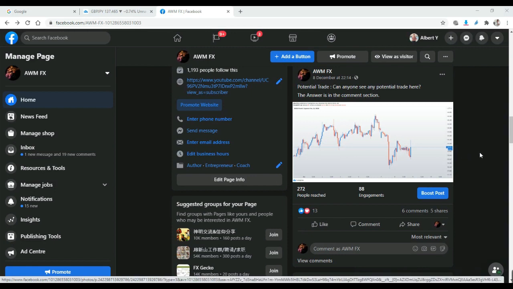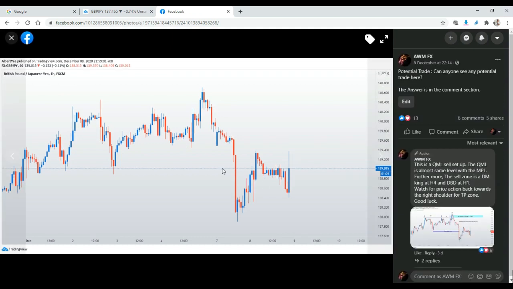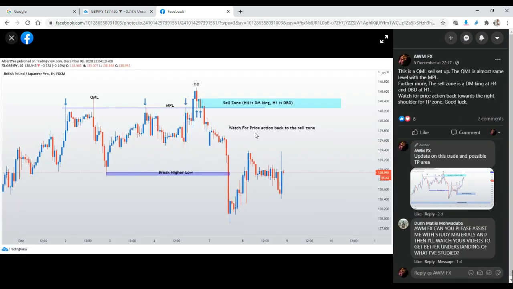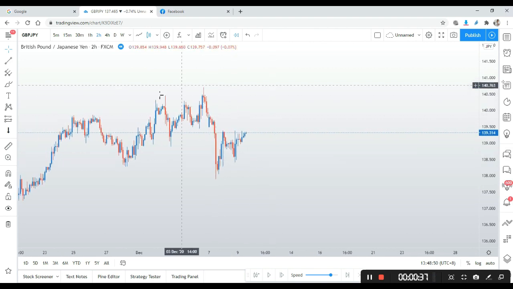So if any one of you who are following my AWM FX page on Facebook, congratulations, because I did post a potential trade on 8th of December. This was the trade about GBP JPY. Of course, I'm gonna explain how I look at this trade and how I managed to catch this big fish. First of all, that was around this time.